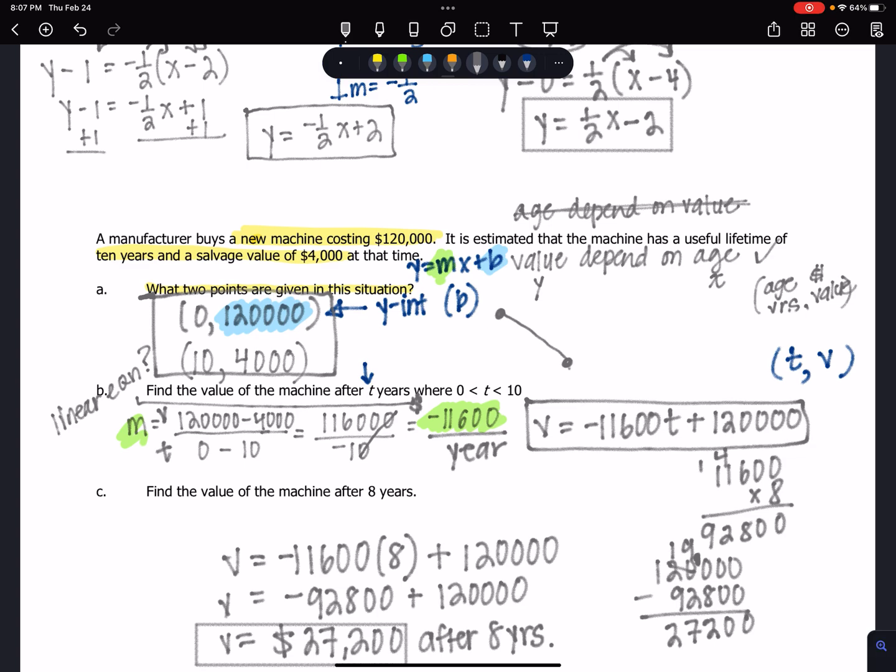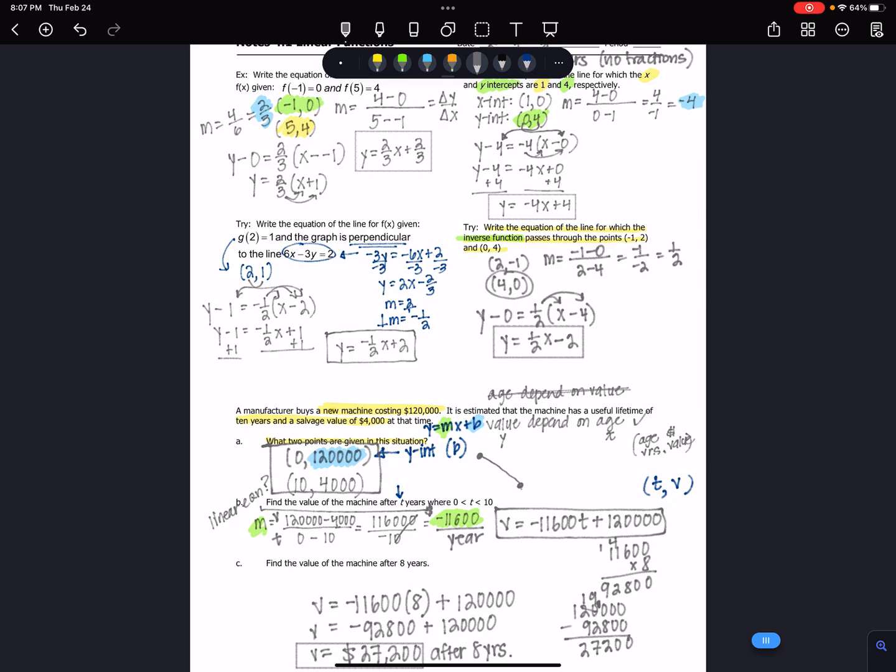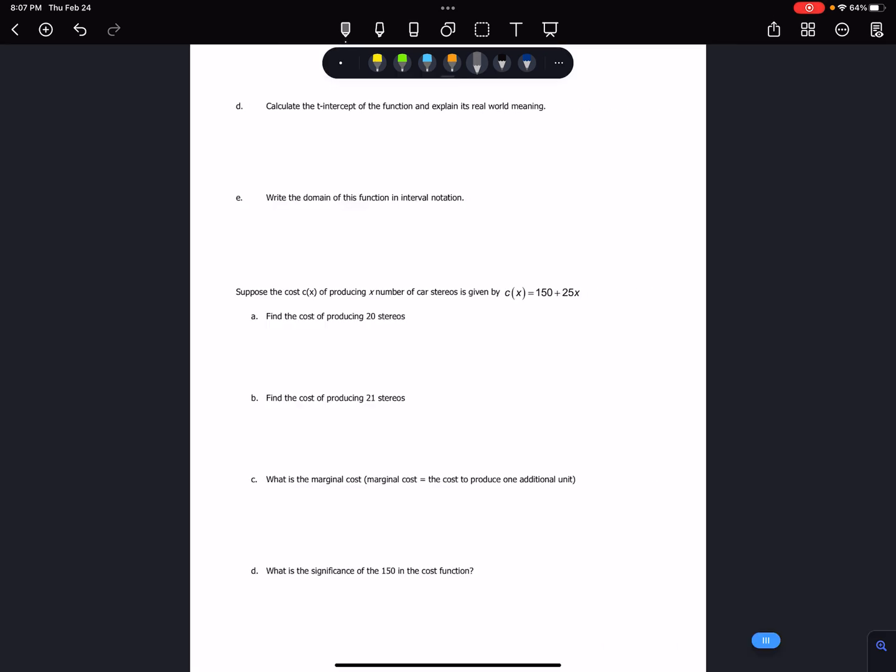Since it's got a salvage value of $4,000 after 10 years, you might say, hey, I need the cash. I'm going to get rid of it now because I don't use it that often. I'm going to bank the $27,200. Now, this problem continues. So I'm going to write the equation up here. V equals negative 11,600 T plus 120,000, in case I need that.